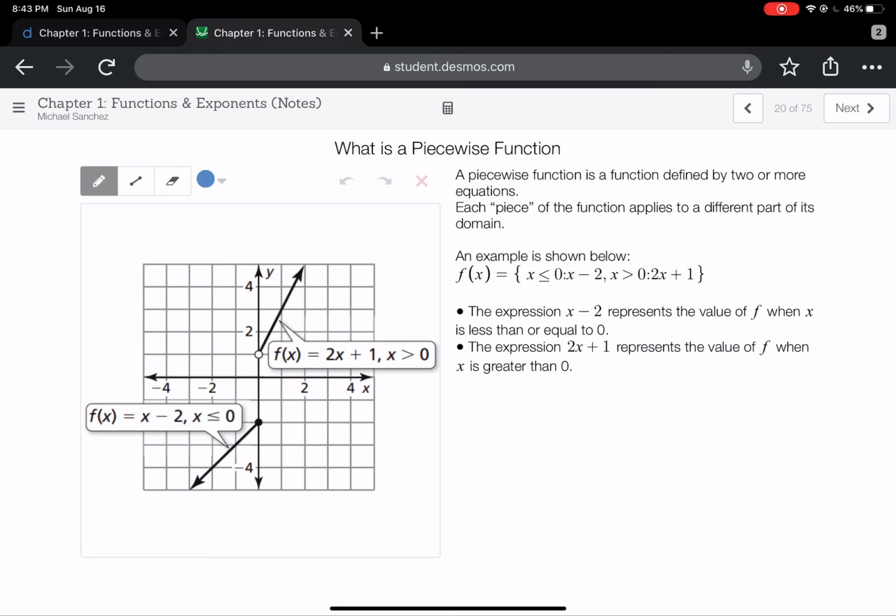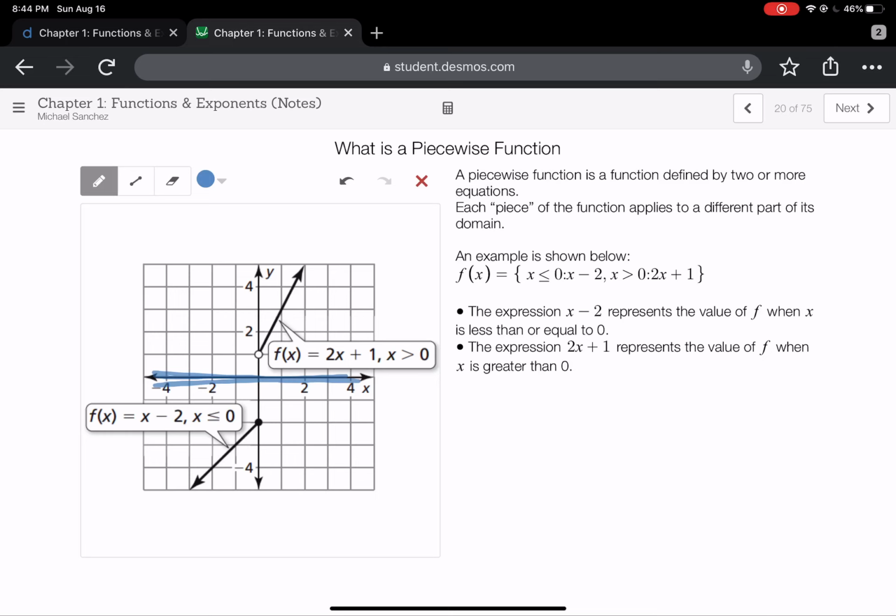So here's an example of a piecewise function. F of x equals, curly brackets, x less than or equal to 0 for the equation x minus 2, and x is greater than 0 for the equation 2x plus 1. The expression x minus 2 represents the value of f when x is less than 0. So what we're doing is we're focusing on the x-axis first. So this is our domain.